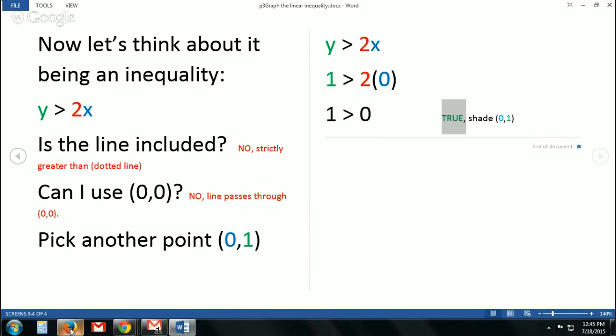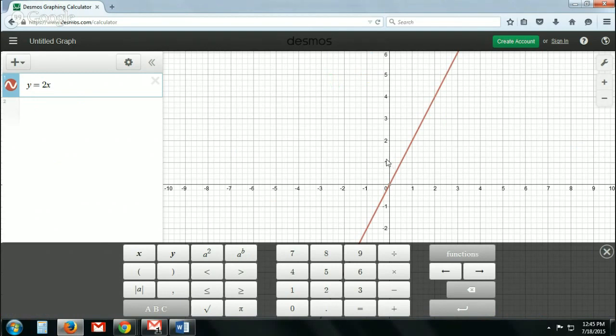Let's look at our picture. Here is where (0, 1) is. So the part that's true is up here. That's the part that's going to get shaded. So now let's change it from being y equals 2x to what our actual problem was, which was y is greater than 2x. Remember, this is the area to shade, and it's going to change to being a dotted line since the line itself won't be included.